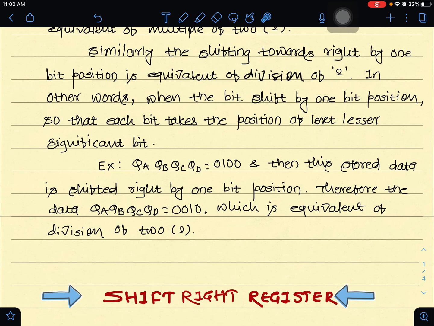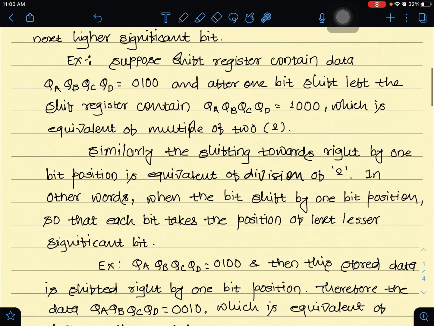Now similarly, today's topic, that is the shift right register. That means we are going to shift towards the right by one bit position, and it is equivalent to nothing but the division by 2.